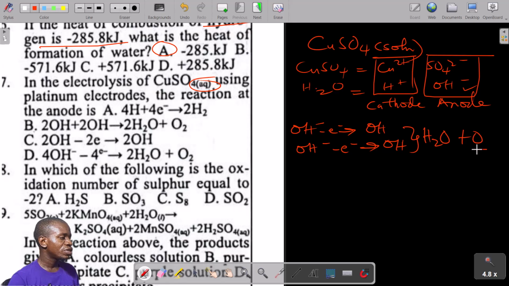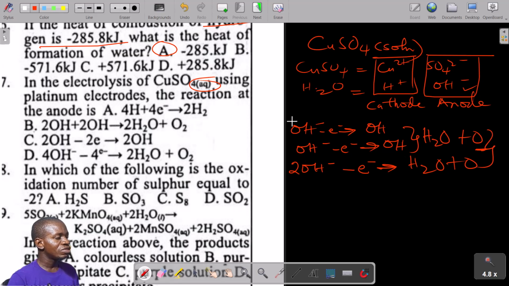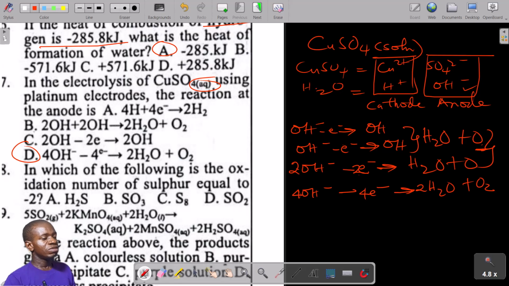This is oxygen here, but oxygen is not monoatomic, it's diatomic. Because oxygen is diatomic, you repeat this process again, so 2 hydroxide ions minus e minus give you H2O plus O. So when you combine everything together, it's going to be 4OH minus minus 4 electrons to give me 2H2O plus O2. So the correct option is option D. You see that now.